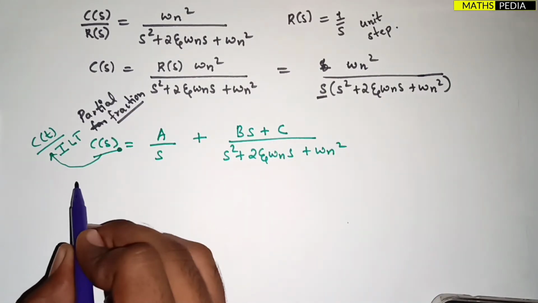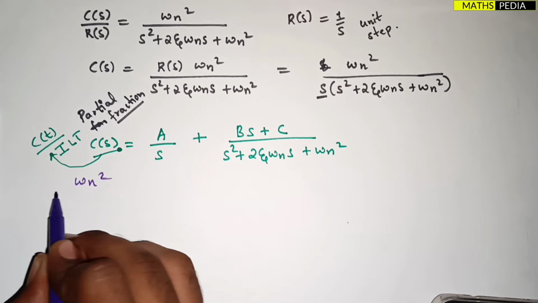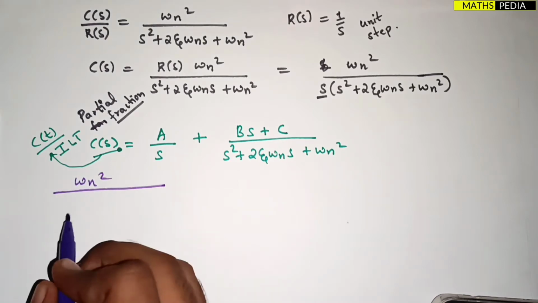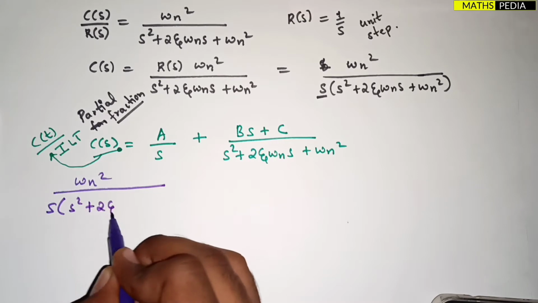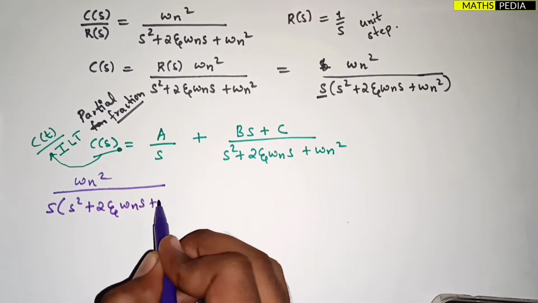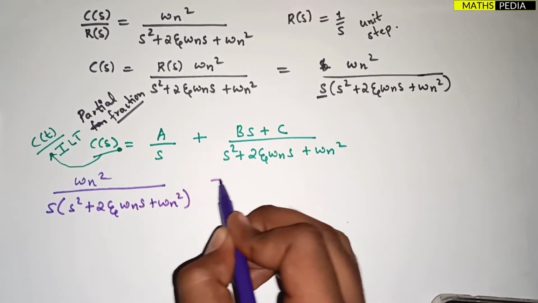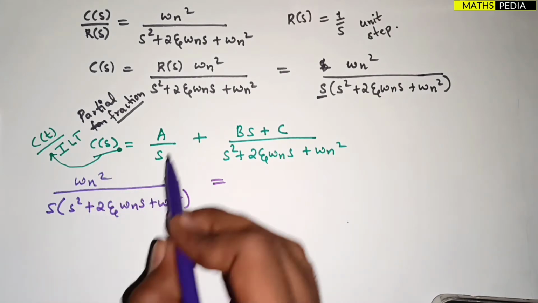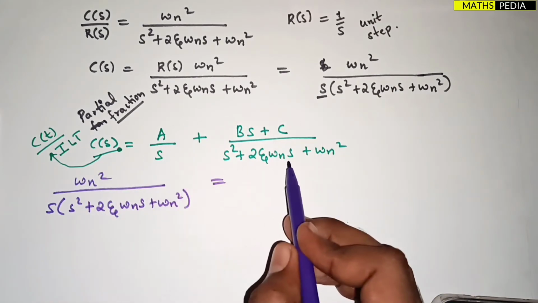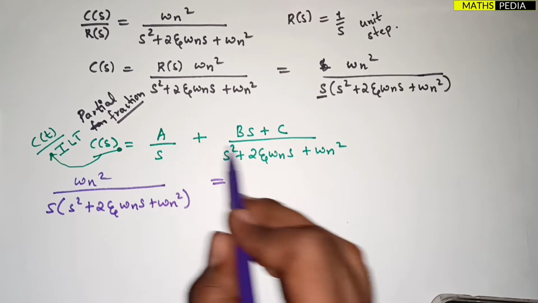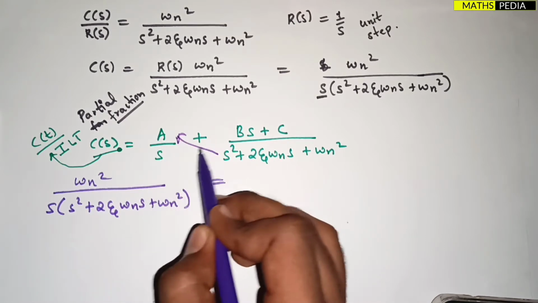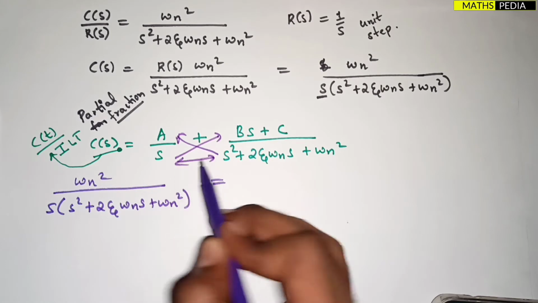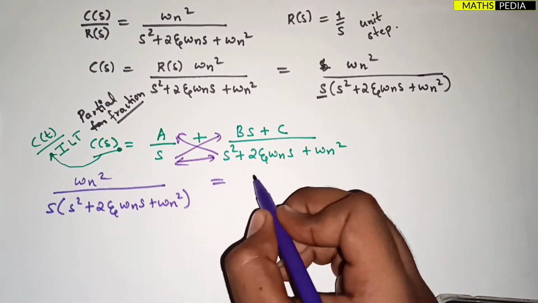So c of s I can write as omega n square by s into s square plus 2 zeta omega n s plus omega n square, which is equal to C of s. I wrote this part, and how will I simplify this part? Just cross multiply, take the LCM. When you take the LCM, you just cross multiply, that means this into this, this into this, and this into this.